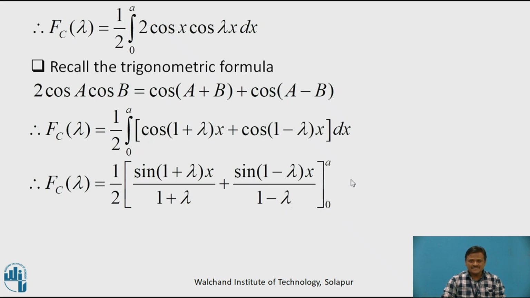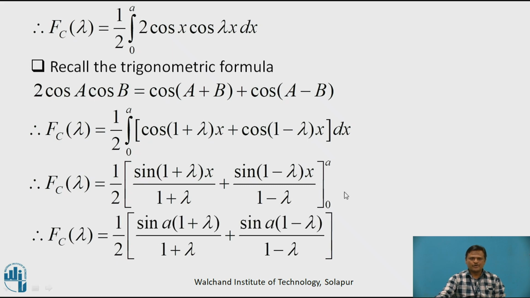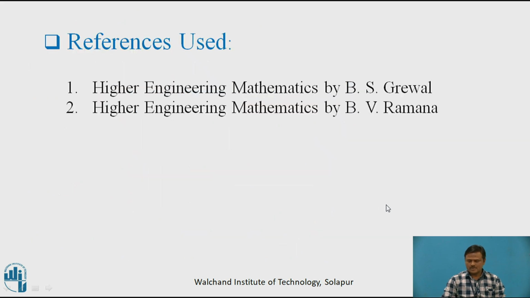Now applying the limits, putting the upper limit, we get 1 upon 2 into sine of a into (1 plus lambda) upon 1 plus lambda plus sine of a into (1 minus lambda) upon 1 minus lambda. And we get 0 as our answer when we put the lower limit because of the sine terms. Because when we put x equal to 0, sine 0 becomes 0. So that's all about our example number 3.